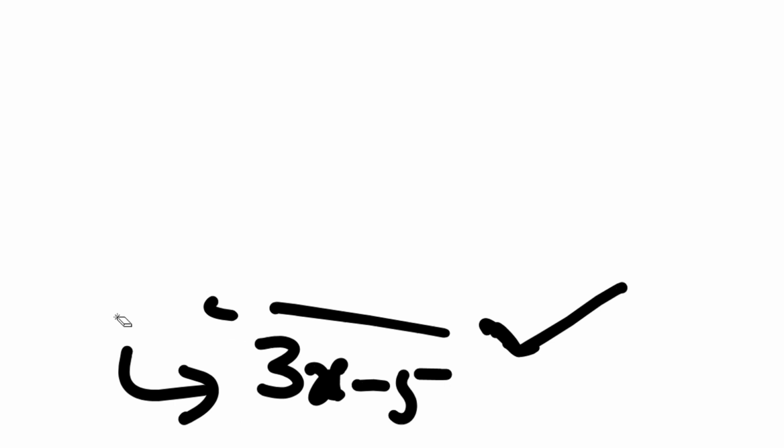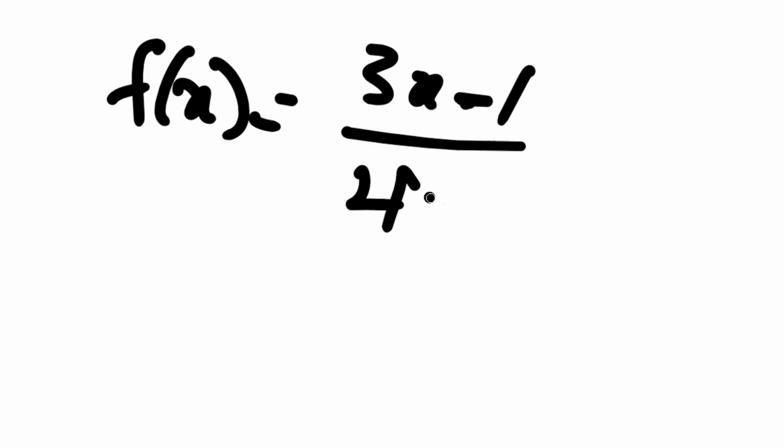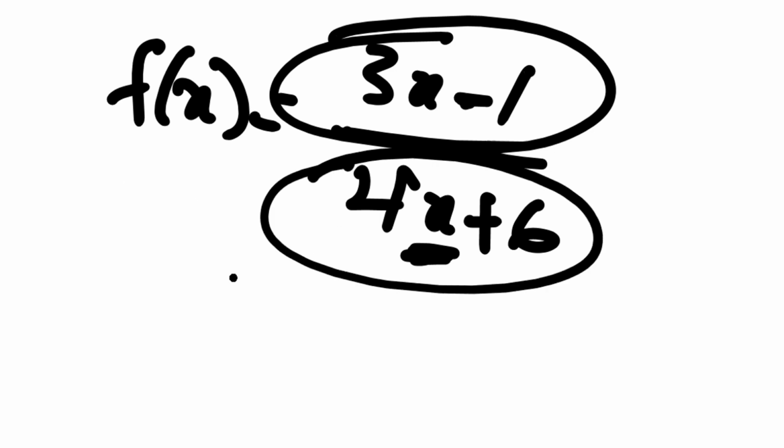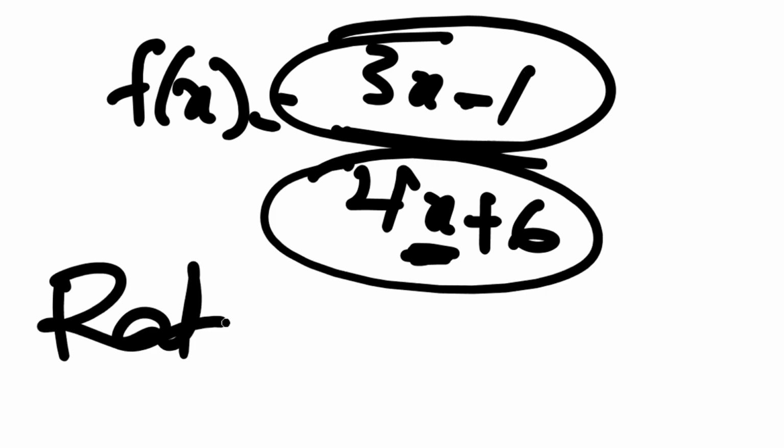So that's a rational function in the basic term. We can have f of x is equal to 3x minus 1 all over 4x plus 6. As long as there's x at the denominator, this is a rational function. We don't care whether there is an expression at the top or not, but the denominator should contain the expression. Then we say it's a rational function, coming from the word ratio.